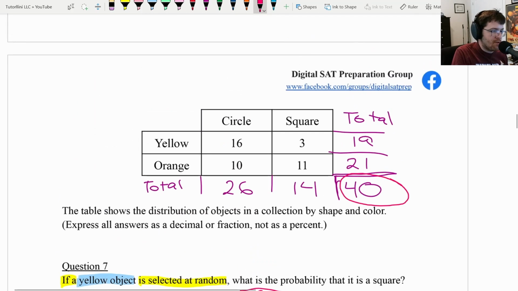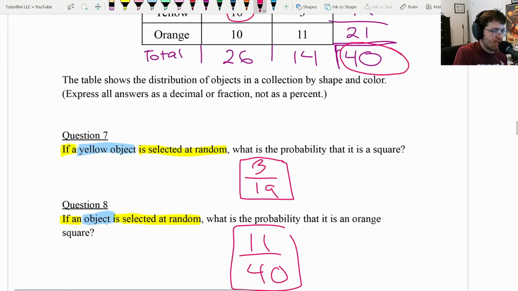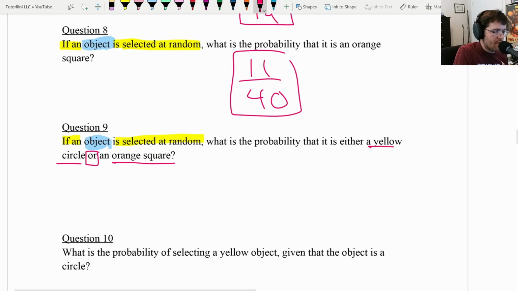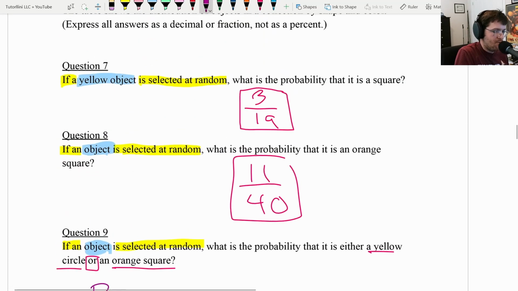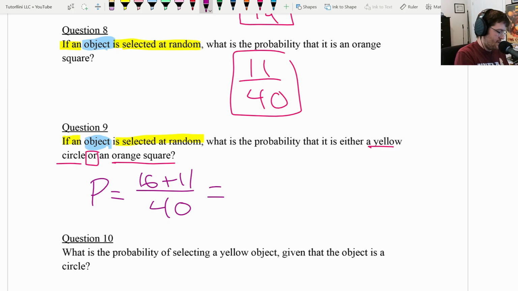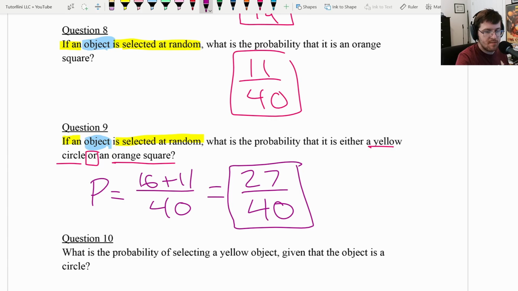So let's see, yellow circle, that's 16. And then orange square, that is 11. Looks good. Okay, so we're going to do the probability equals desired over total. So I'm going to do 16 plus 11 over 40. And that is 27 over 40. Does not reduce, so that is the answer.